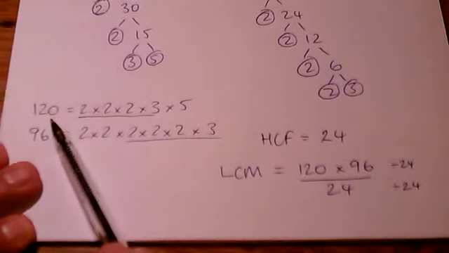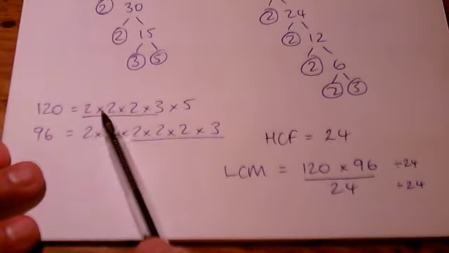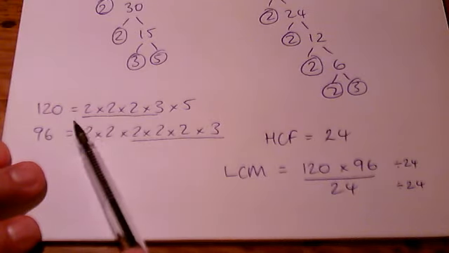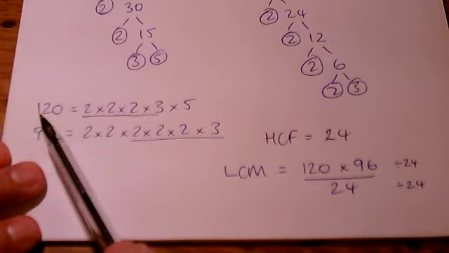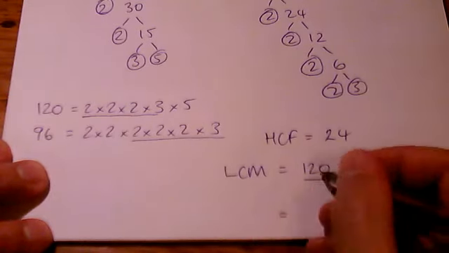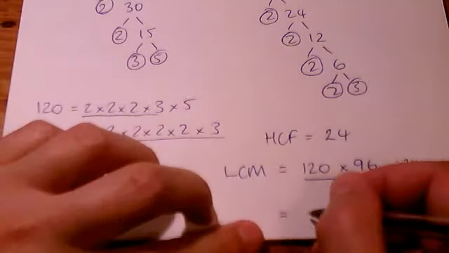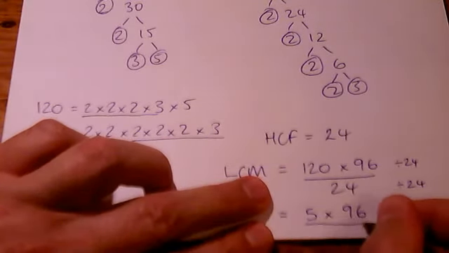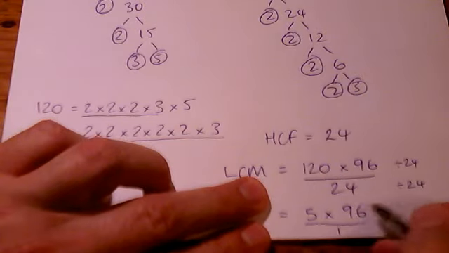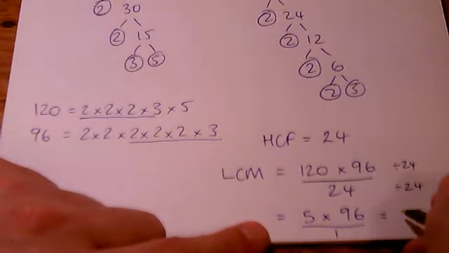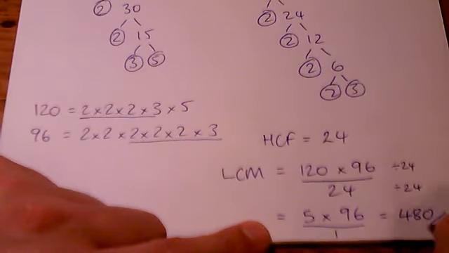Now, from my product of prime factors here, I can see that 24, that's what I've underlined, goes into 120 5 times. So instead of writing 120 lots of 96, because I'm dividing by 24, I'm going to write that as 5 lots of 96. And 24 divided by 24 is 1. So you end up with 5 times 96, which you can do in a variety of ways. I would times by 10 and then half it. So 5 times 96 is 960, divided by 2, it's 480.